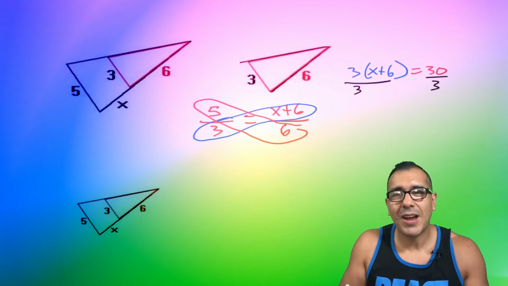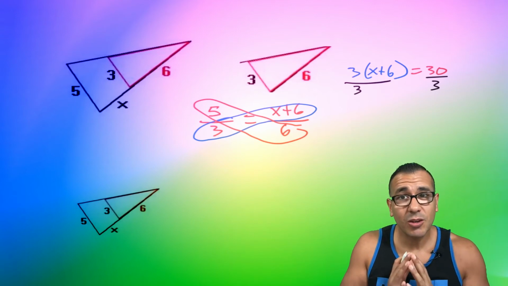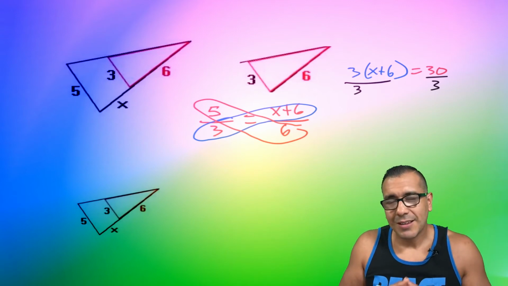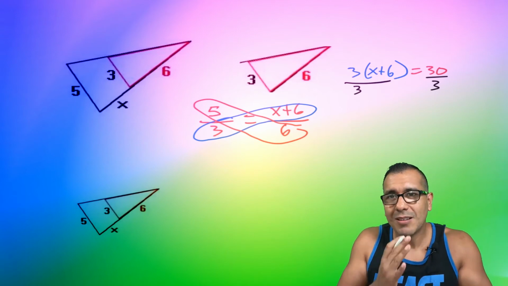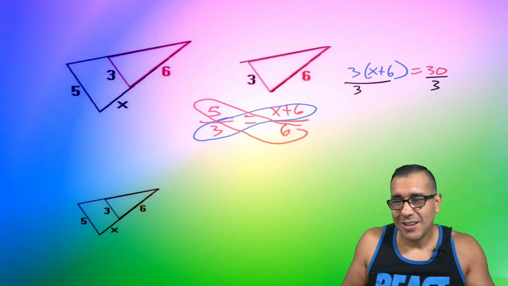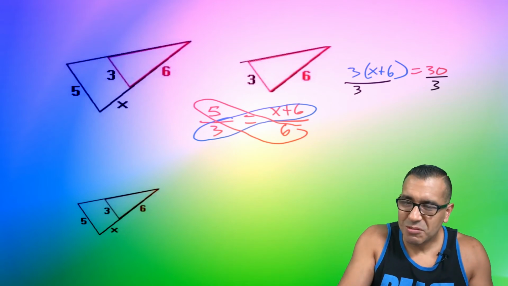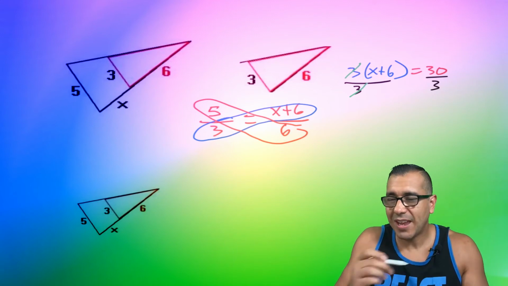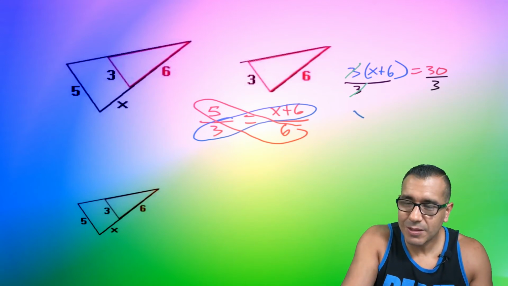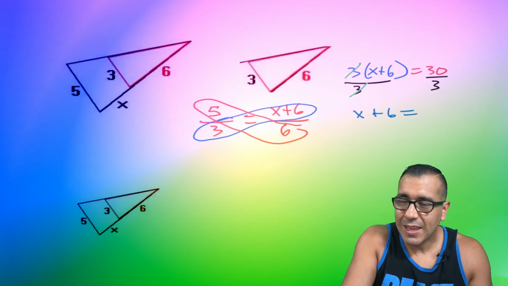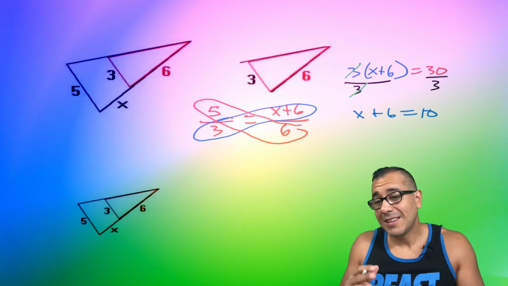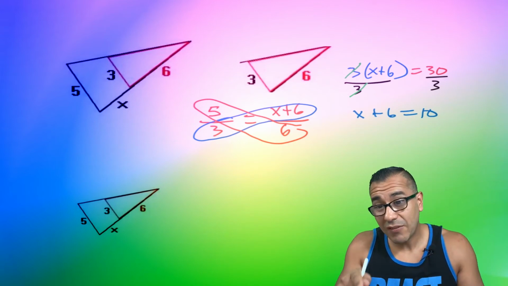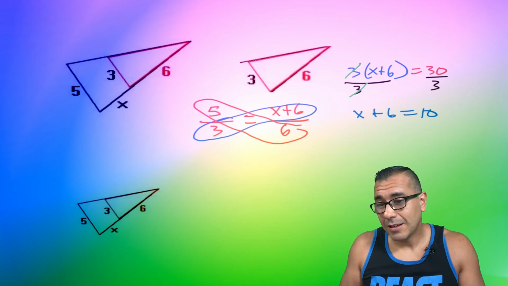I'm just going to divide by 3, because again, as long as you're using correct mathematical properties, it doesn't matter what you do, as long as what you do is legit. So again, we're just doing something different here. So those 3's cancel. So you're left with x plus 6 equaling 10.